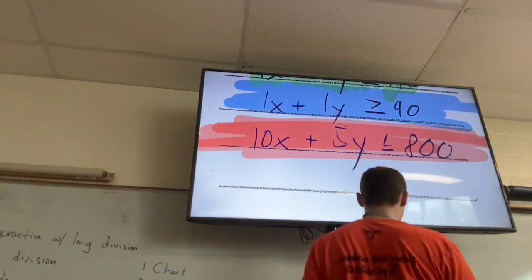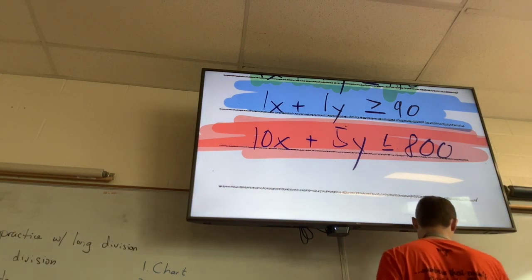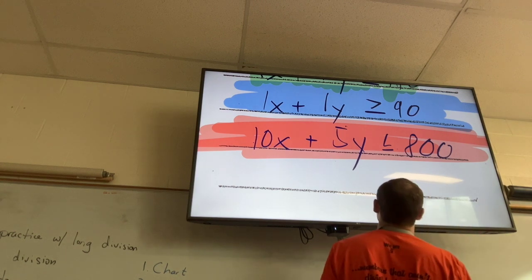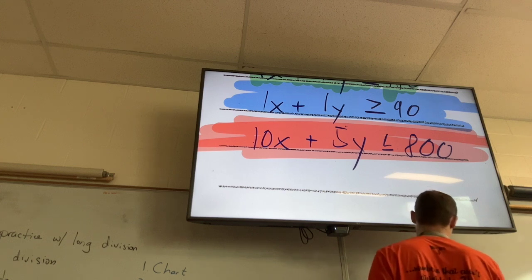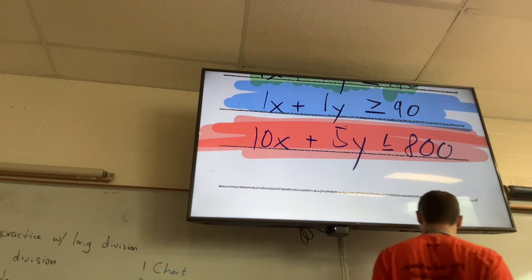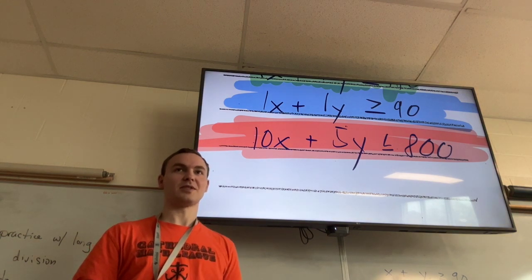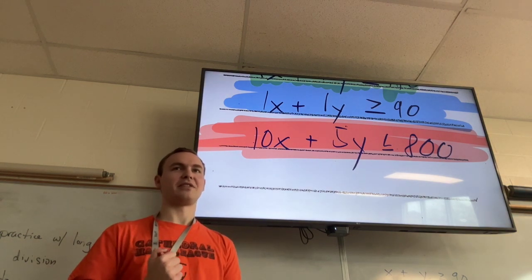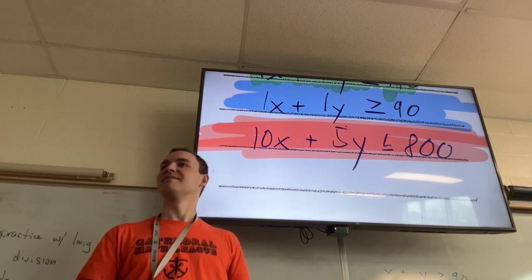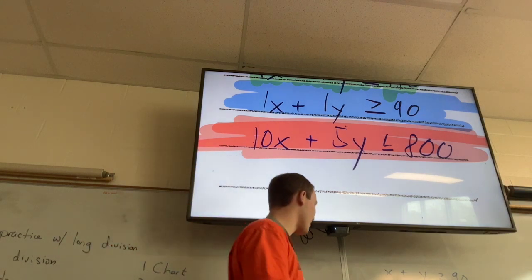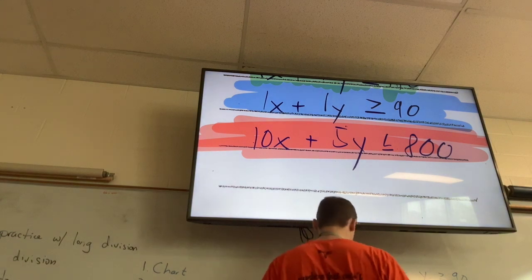So x plus y is greater than or equal to 90. And 10x plus 5y is less than or equal to 800. Okay. Fine. So we have to solve all three of those systems of equations. So this whole class is going to be literally three problems because each one takes so long. Good. So how do I want to do this? Let's make these equal signs. Sorry.